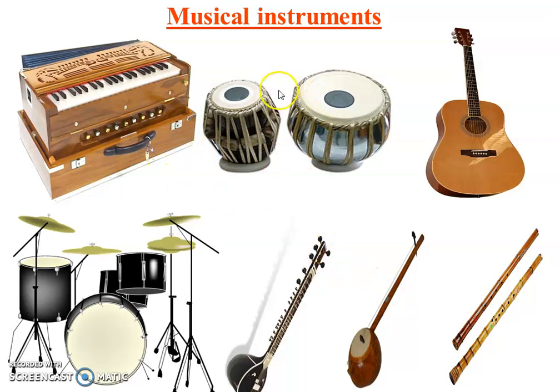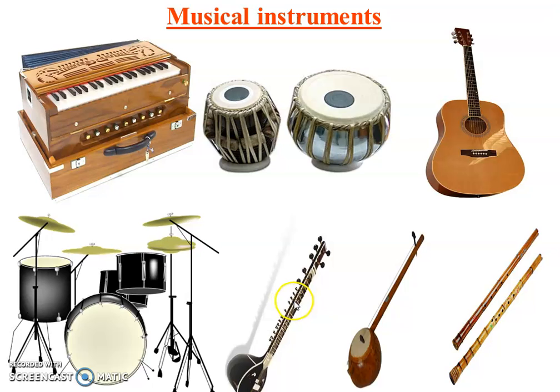Now here you can observe that the tabla has a membrane, and this membrane has two parts, outer part and inner part. When we hit this membrane, we get the sound. In this instrument, guitar, when we pluck the wires, these are stretched wires, so we also get the sound. Now observe this hole. In the drum, there are two membranes, on the left hand side and right hand side, in front and back.